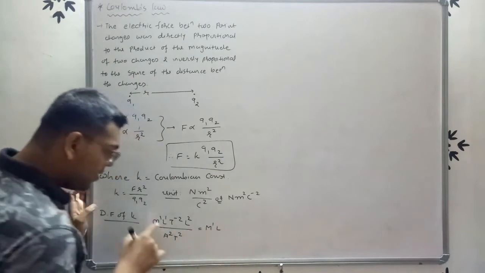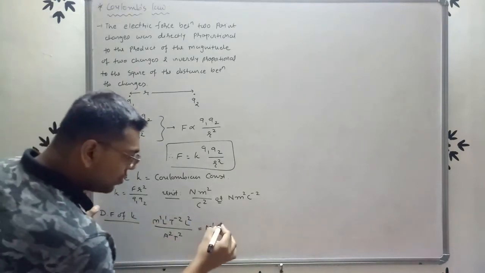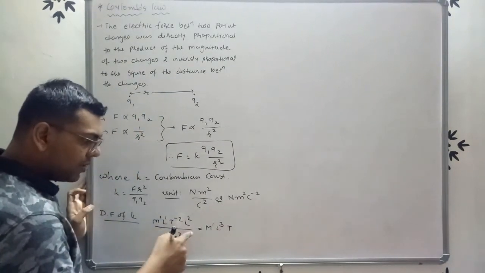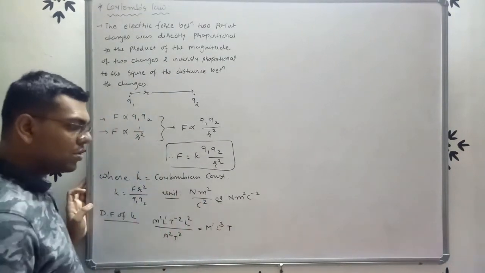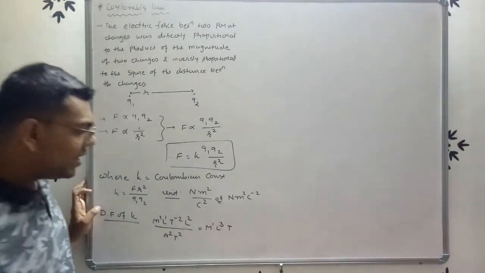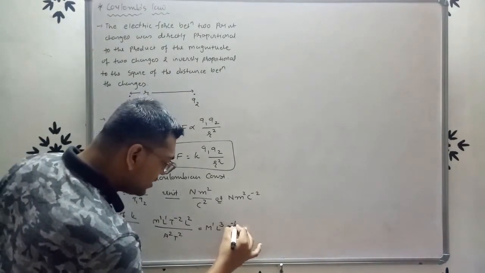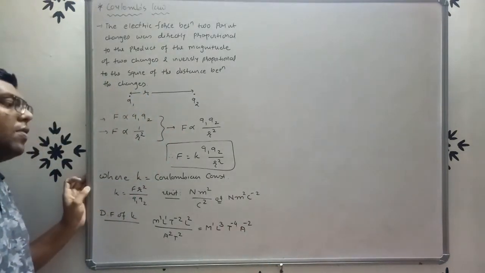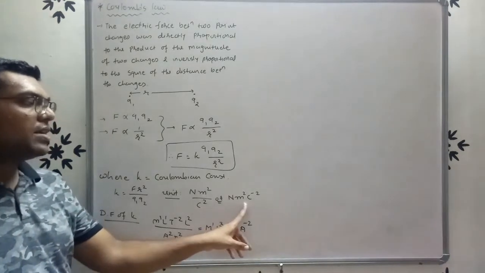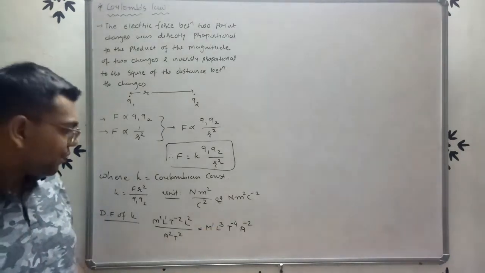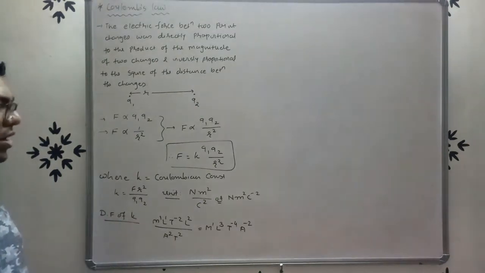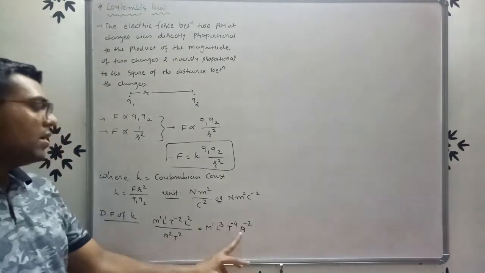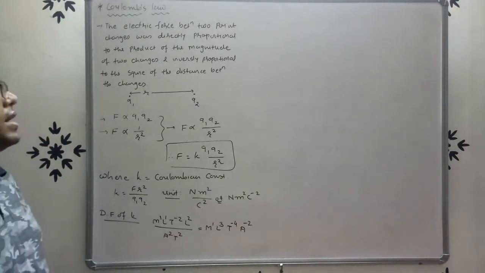So finally, the dimensional formula of the Coulombian constant is M1 L 1 plus 2 is 3, T minus 2, and here T2 comes to the numerator, so we get T minus 4 and A minus 2. So the unit of the Coulombian constant is Newton meter square coulomb minus 2, and the dimensional formula of the Coulombian constant is M1 L3 T minus 4 A minus 2.